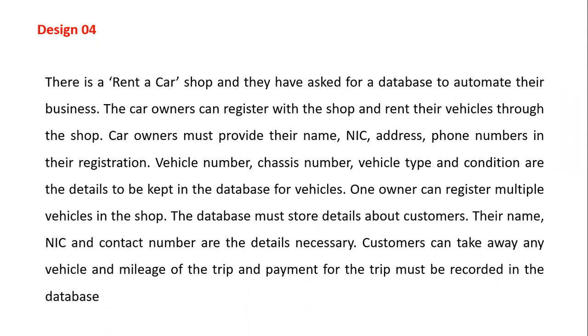So for example, here it says car owners must provide their name, NIC, address, phone number, and registration number. So that means we have to keep the data about car owners. Again, it says vehicle number, chassis number, vehicle type, and those details are kept about vehicles.